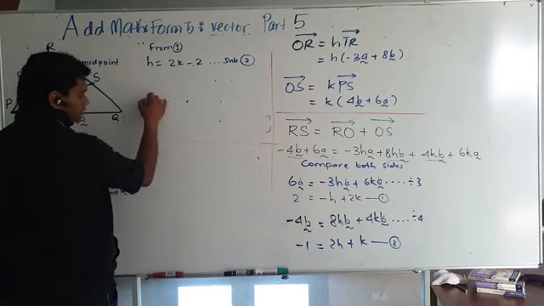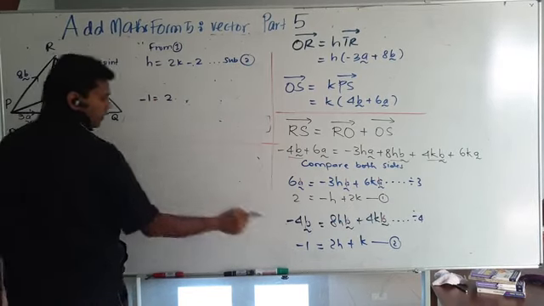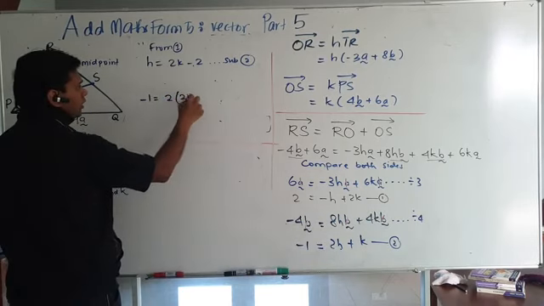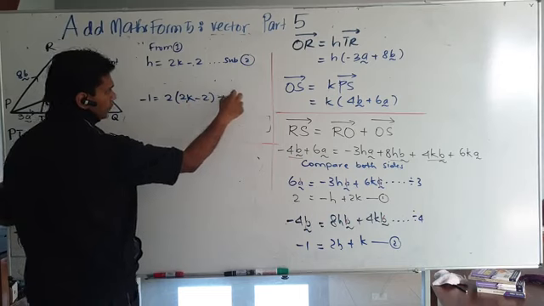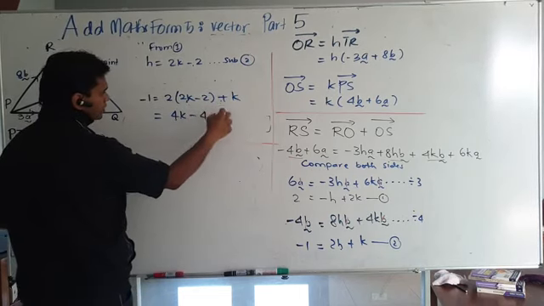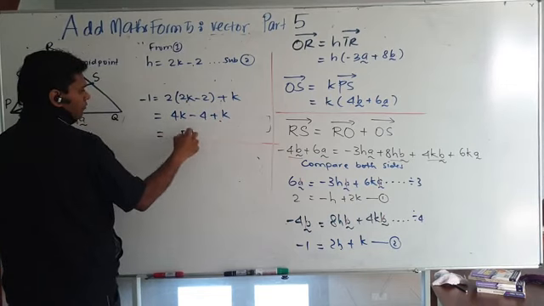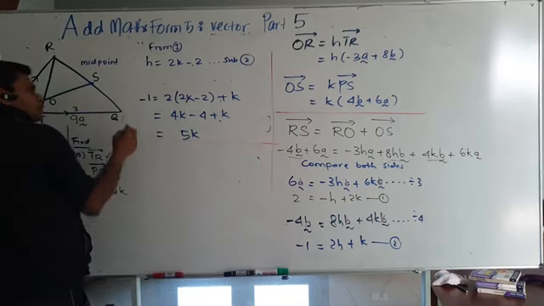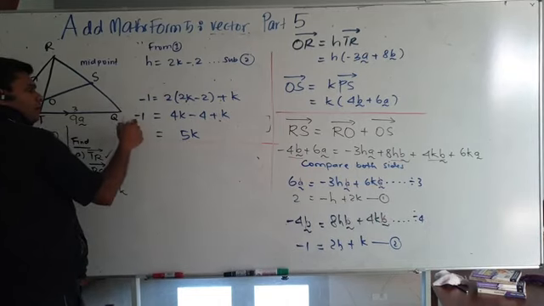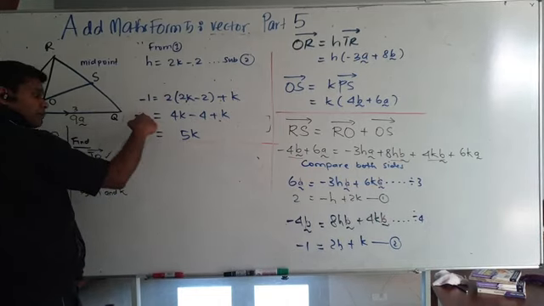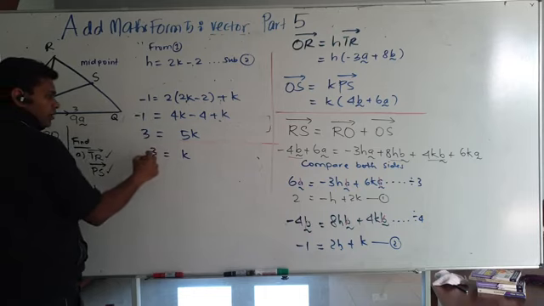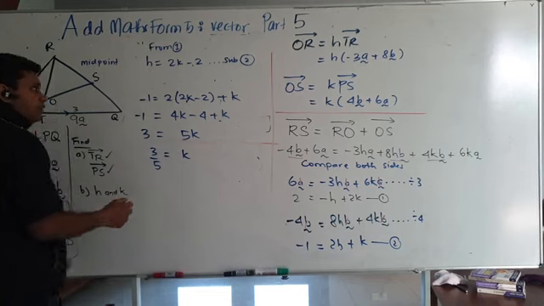So -1 equals 2h plus k. Substitute your h: 2k minus 2 plus k. Let's simplify. 4k minus 4 plus k. So 5k, bring the -4 over this side. -4 plus -4 comes here, +4 plus 1, you get 3. So what is k? K is 3 over 5. So that's your answer for k.